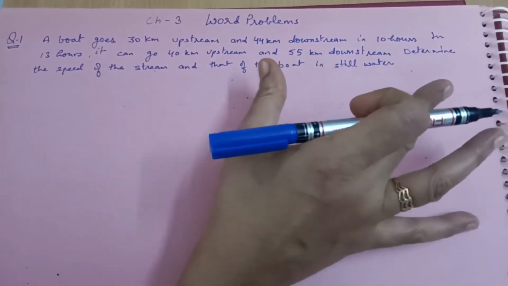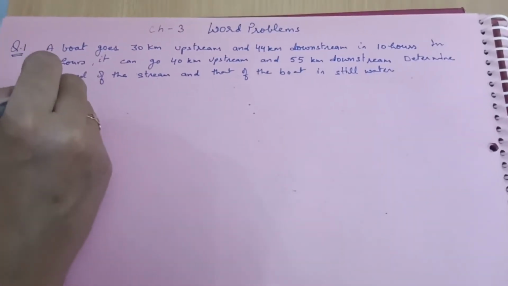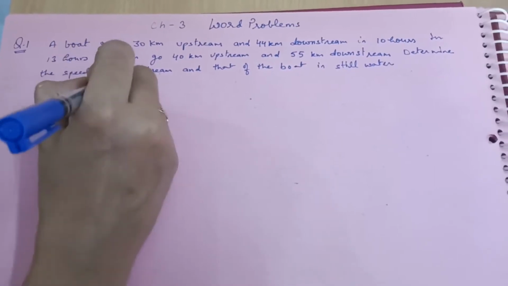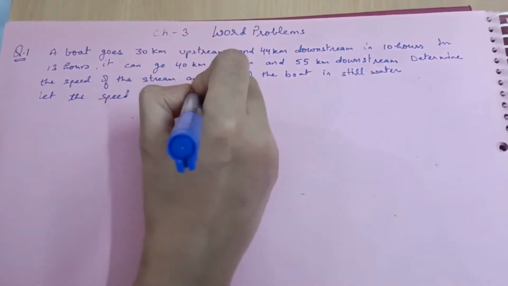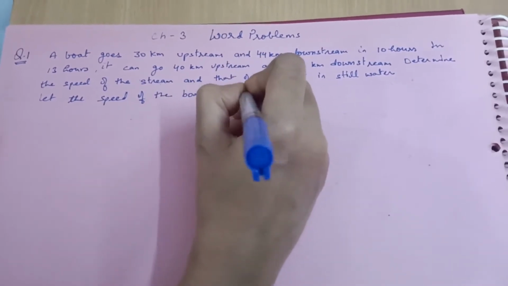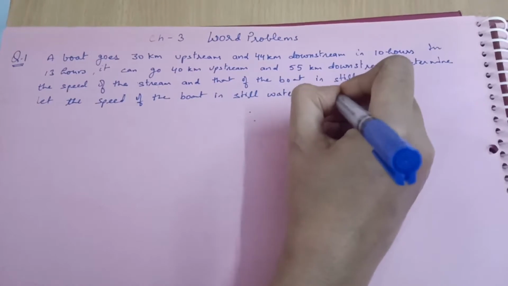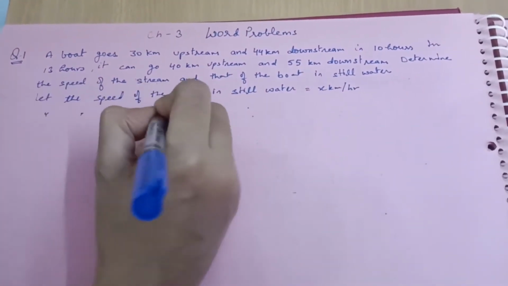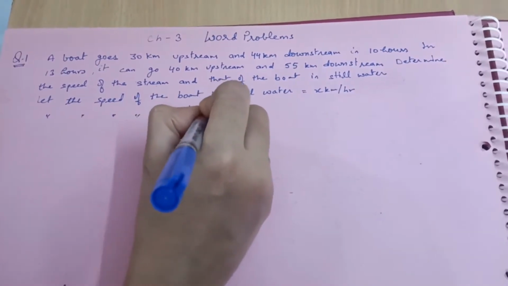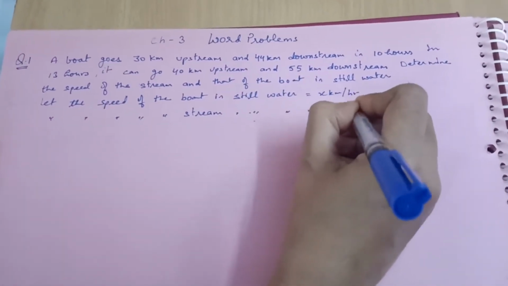So two variables I need to assume. Let the speed of the boat in still water be x km per hour, and let the speed of the stream be y km per hour.